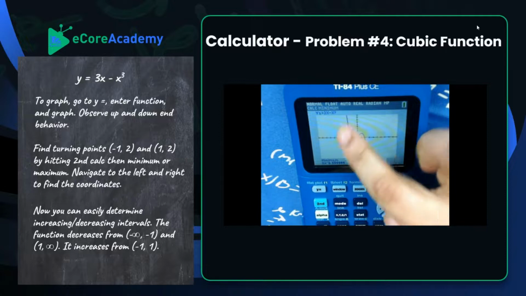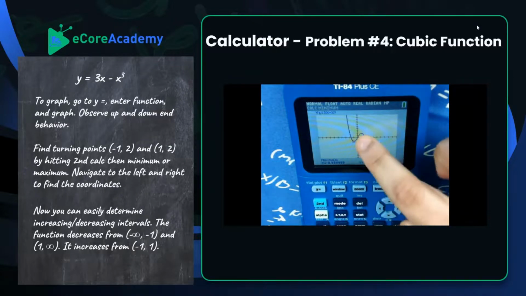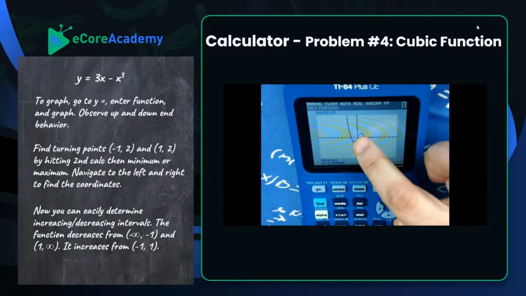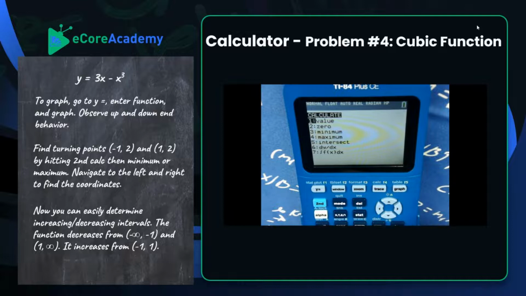I say minimum because in this area, this is like the minimum point of this cubic here. So that's why I do minimum. We're going to do the opposite to find this turning point, which is like a maximum because it's all the way up here. I'm going to hit second, trace, and then I'm going to hit 4 for maximum.